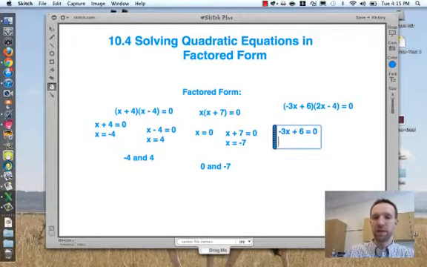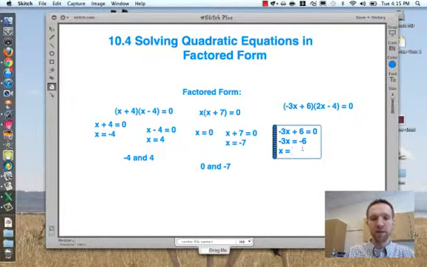Alright, to solve that, the first step is going to be to subtract 6 from each side of the equation. So negative 3x then would equal negative 6. And once we get to this point, to get x to be by itself, we'll divide by negative 3. And x equals, well, negative 6 divided by negative 3 is a positive 2. So that's my first solution. x could equal positive 2.